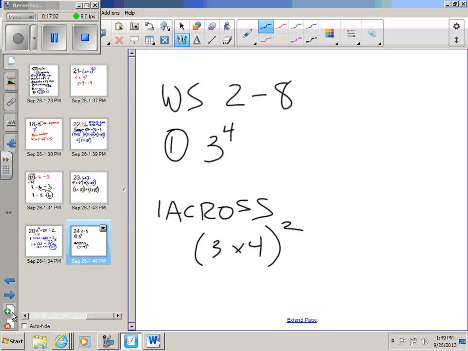So worksheet 2-8, and it's due tomorrow. There's a lot of problems on there, but the puzzle makes it fun.